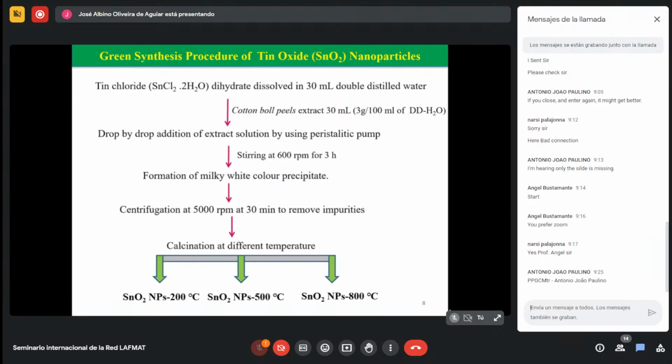Then we calcinate at different temperatures, that is 200 degrees, 500 degrees and 800 degrees, for the synthesis of the tin oxide nanomaterial.